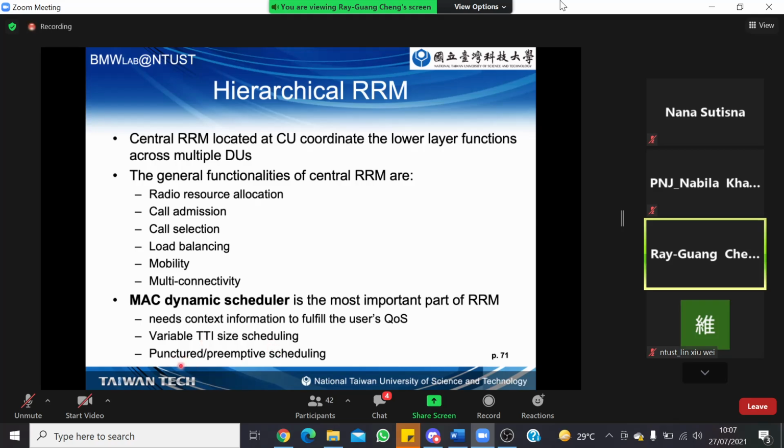Sometimes you also need to consider so-called puncture or preemptive scheduling. For example, we just give you an example: when you want to have URLLC, you have emergency control, so you need to preempt the scheduling, then allocate to the URLLC user.